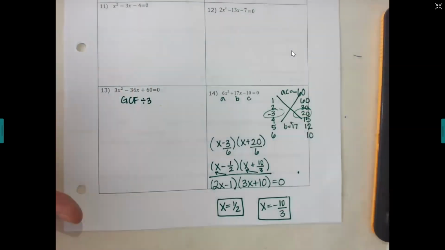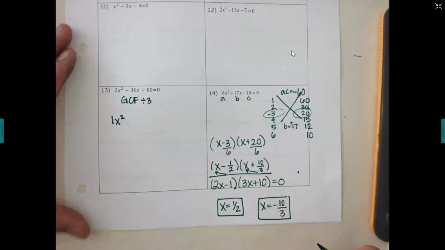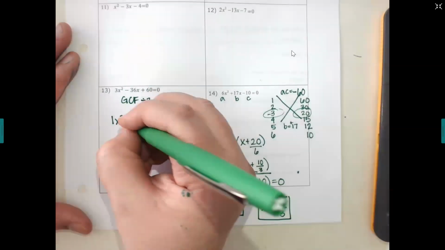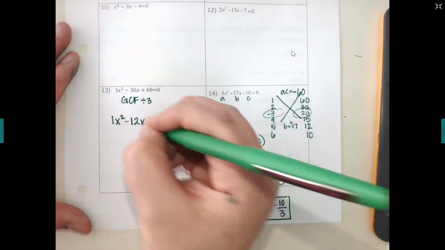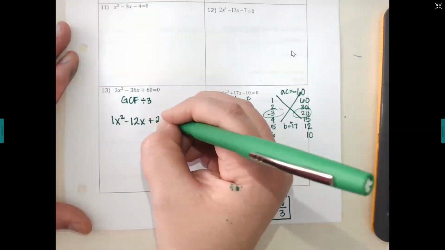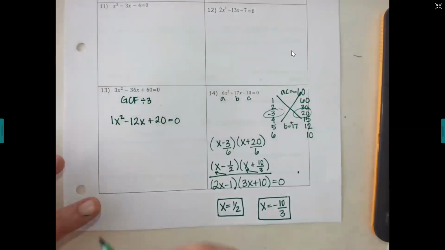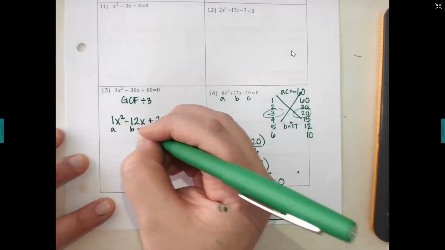So what will your new 3x squared be now? X squared. A 1x squared. What about my 36 divided by 3? 12x. And then what about your 60 divided by 3? 20. And then you'll be able to ABC that as usual. Okay?